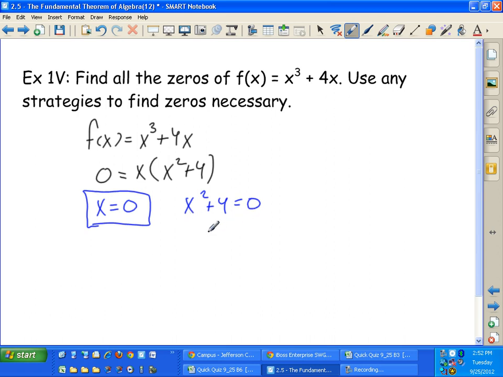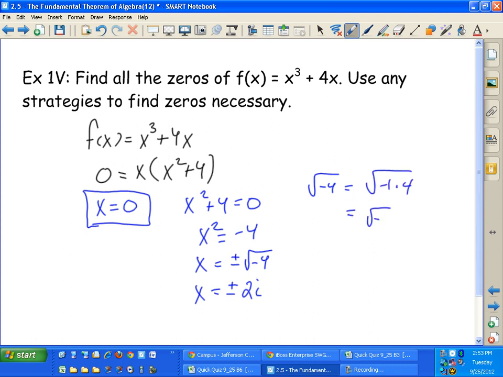Over here, x squared will equal negative 4, so if I take the square root of both sides, x will equal plus or minus the square root of negative 4. Now remember, from the past, if we're taking a square root of a negative number, we're going to end up with an imaginary root where x will equal plus or minus 2i. That comes from the fact that the square root of negative 4 is the same as the square root of negative 1 times 4, which is the square root of negative 1 times the square root of 4. The square root of negative 1 is i, and the square root of 4 is 2. So I end up with that as my solution, and the plus or minus comes from the fact that I took the square root.